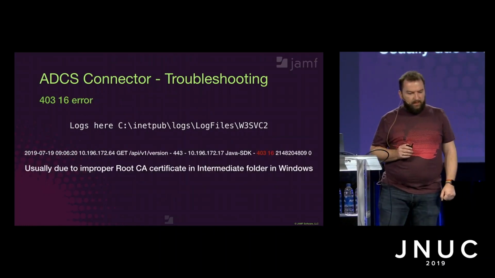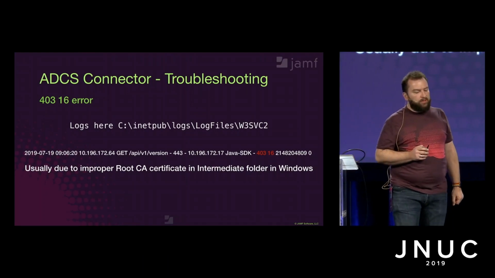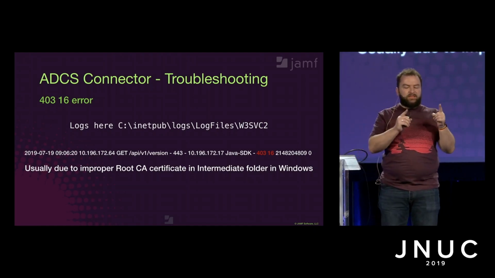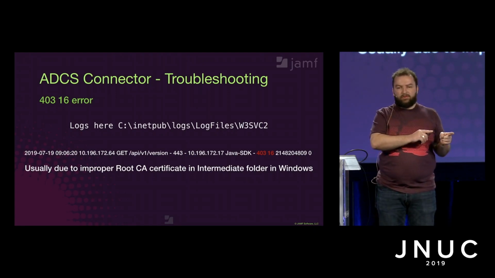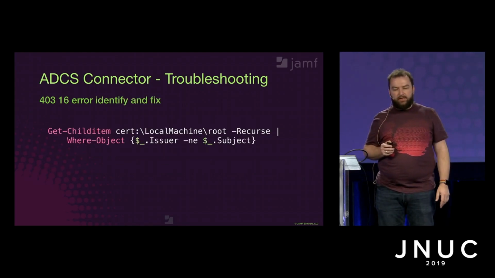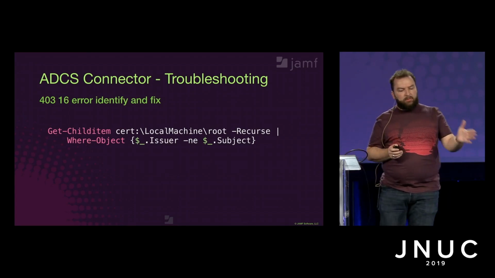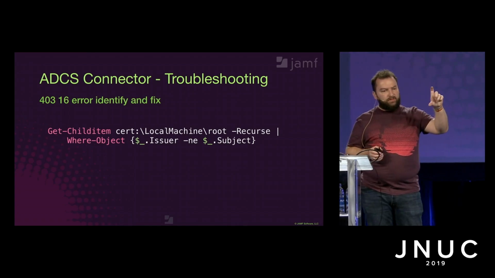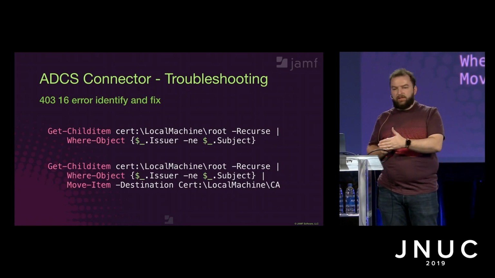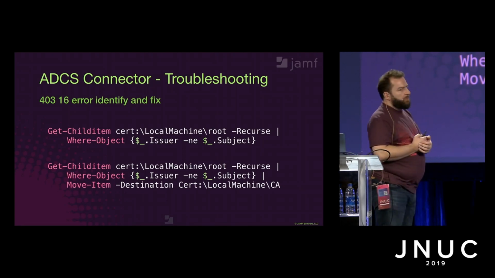Common one I've seen, the infamous 403.16. That is usually due to an improper root CA certificate that is installed in the intermediate folder in Windows certificate store. A good way to identify that, this PowerShell snippet. So the Get-ChildItem, blah, blah, will tell you, oh yeah, we found a bunch of certificates that are not in the correct place. Second snippet, move them back to where they should be. And try again to issue a certificate.